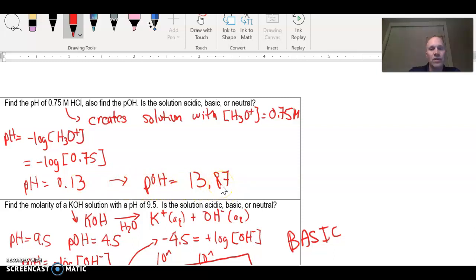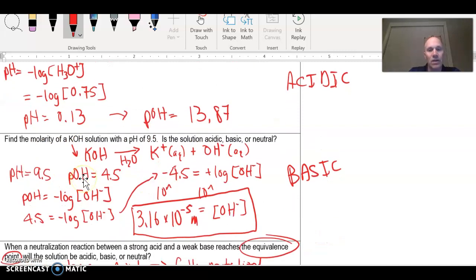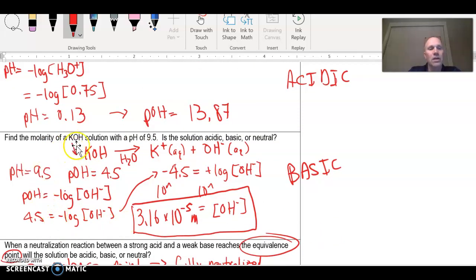For this particular material, we could assume that it is acidic. Again, there are a couple of ways you can figure it out, but I always just look at the pH. If it's less than 7, it's going to be acidic. For this problem right here, what's the molarity of this KOH solution?